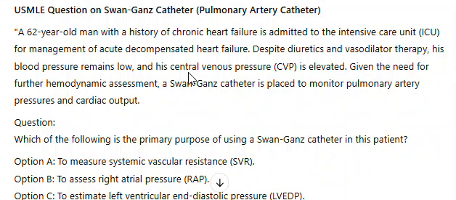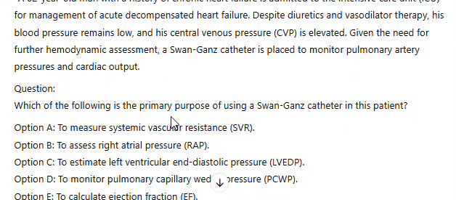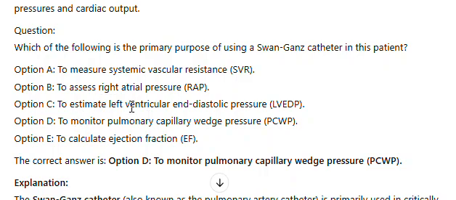Option A, to measure systemic vascular resistance, SVR. Option B, to assess right atrial pressure, RAP. Option C, to estimate left ventricular end diastolic pressure, LVEDP. Option D, to monitor pulmonary capillary wedge pressure, PCWP. Option E, to calculate ejection fraction.